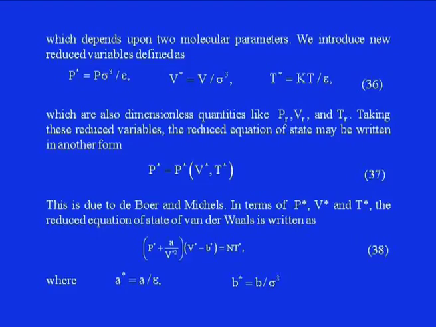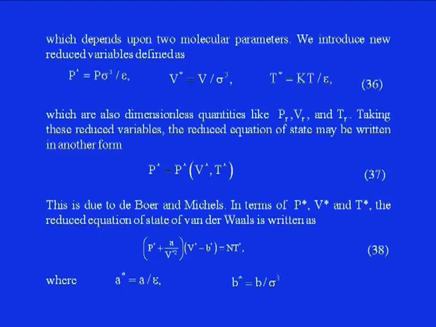So, de Boer further generalized the law of corresponding states for quantum fluids. The deviation from the classical law due to quantum effects depends on the dimensionless quantum parameter lambda star, which is defined as lambda star equal to h upon sigma into (m epsilon) to the power 1 by 2, which is a characteristic of the substance considered.